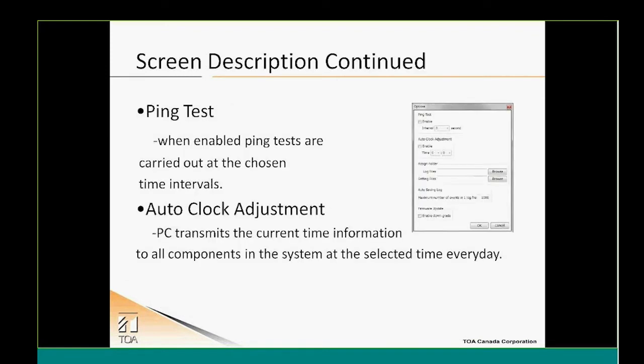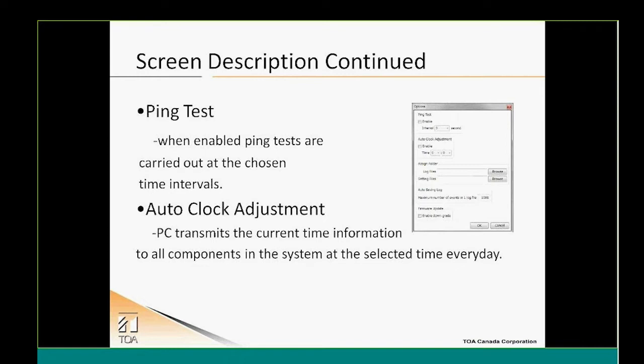We're going to drill a little deeper into the options menu. The first option you have available to you is the ping test. When enabled, ping tests are carried out at the chosen time intervals, and that can be anywhere from 1 to 10 seconds. Next option available is the auto clock adjustment.